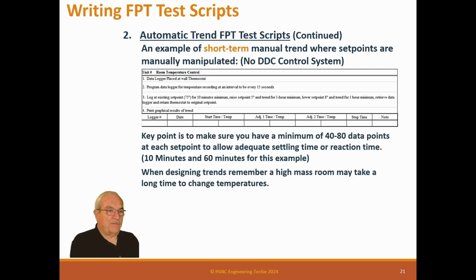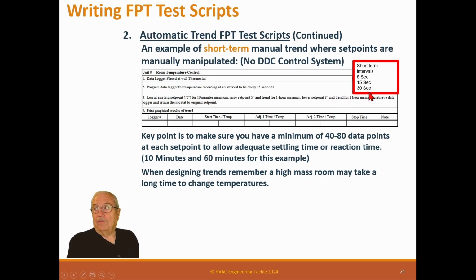Now, in a regular office building, it doesn't take very long to change. It may take 10 or 15 minutes to change, but it's something you need to be cognizant of so you don't write a test that can't pass. It's really embarrassing if you write a whole bunch of tests and the control contractor fails them all, not because he failed, but because you failed. So you have to be careful with that.